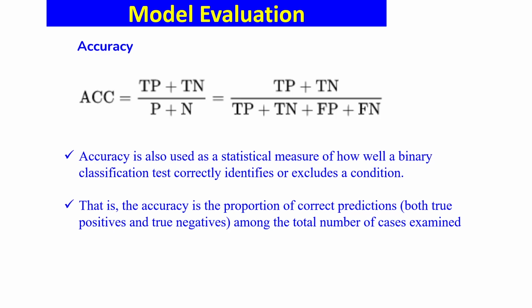It is nothing but a statistical measure of how well a binary classification test correctly identifies or excludes the conditions. That means this tells you the proportion of the correct predictions, true positives and true negatives, vis-a-vis the total number of actual cases examined. Like here you see it is 2 positive plus 2 negative divided by the total number of predictions: true positives, true negatives, false positives, false negatives, right. That is what is basically called accuracy.